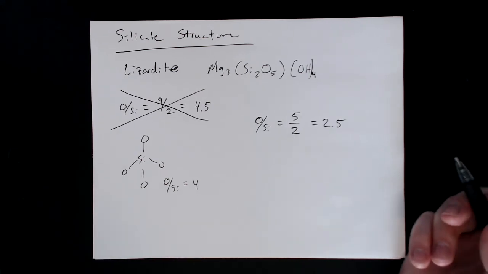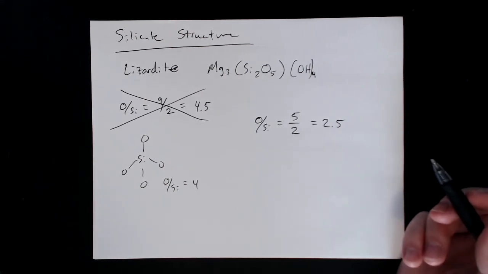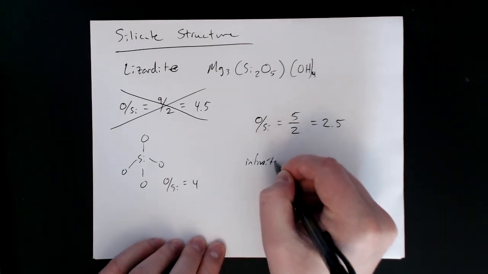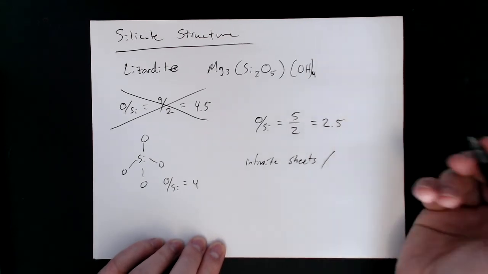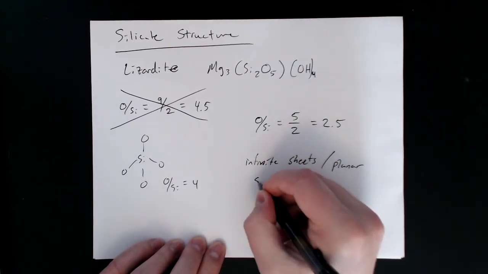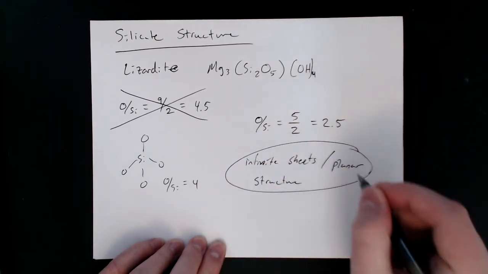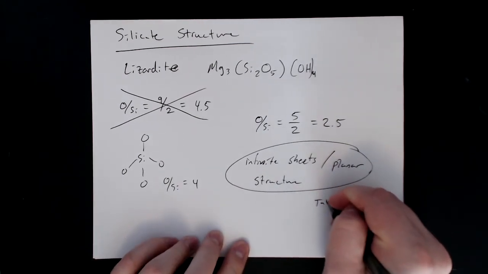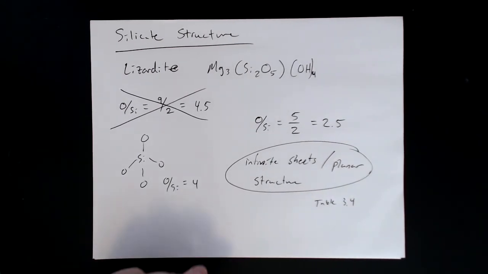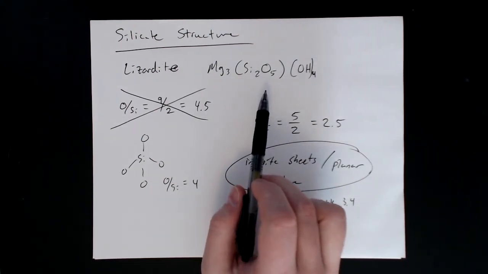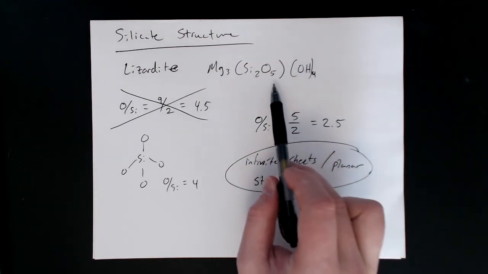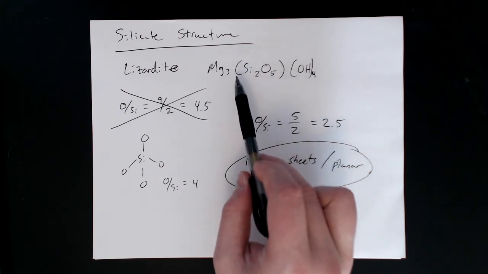And so if we go to our table, going back, that gave us the infinite sheets, or you might call it the planar structure. That's the kind of structure you would expect with a number of 2.5, from table 3.4. So again, this was an example I wanted to show you where they've organized it for us such that those oxygens don't contribute. When we talk about the oxygen to silicon ratio, we're just talking about this form.